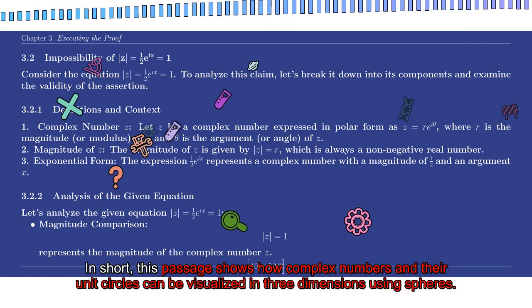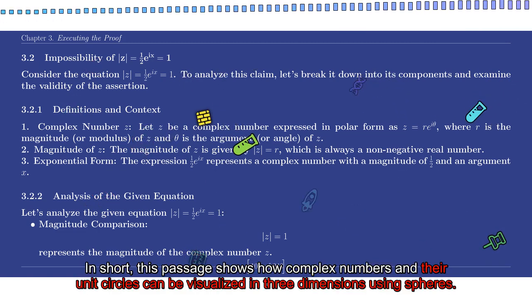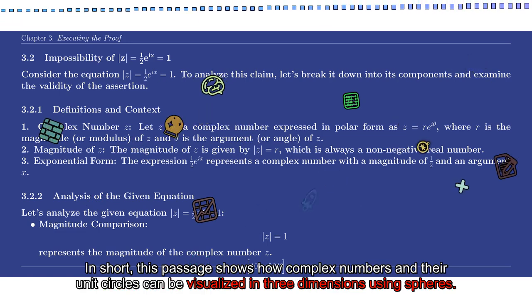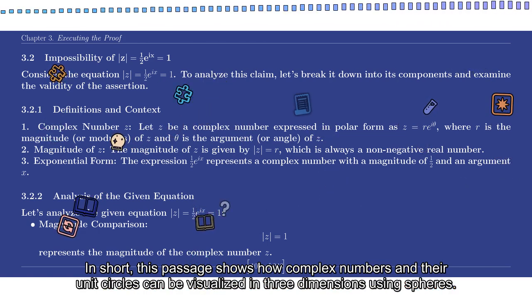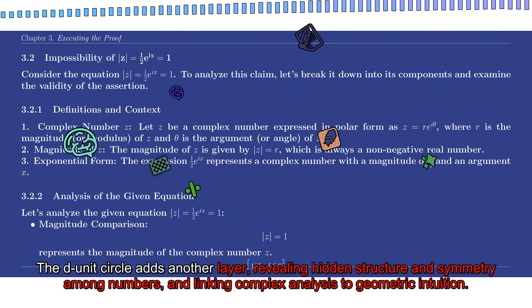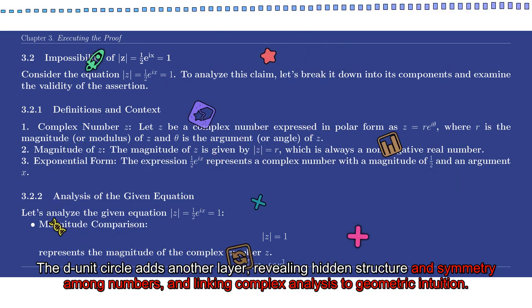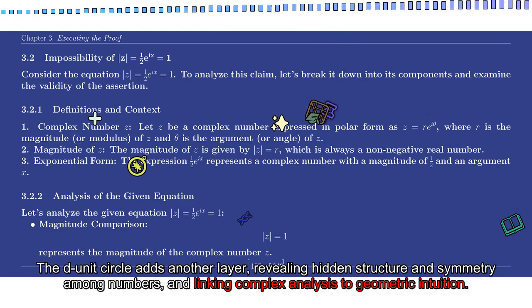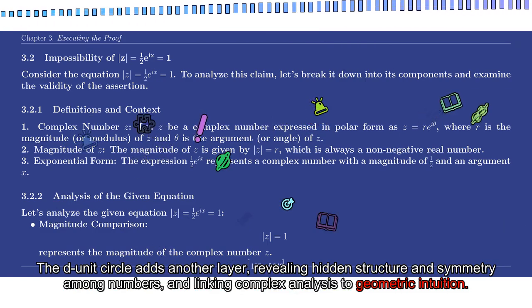In short, this passage shows how complex numbers and their unit circles can be visualized in 3 dimensions using spheres. The d-unit circle adds another layer, revealing hidden structure and symmetry among numbers and linking complex analysis to geometric intuition.